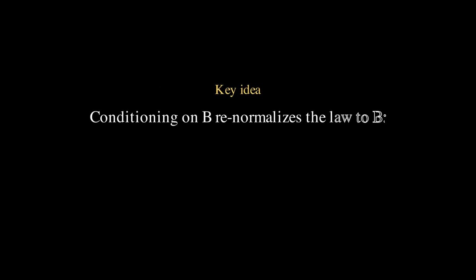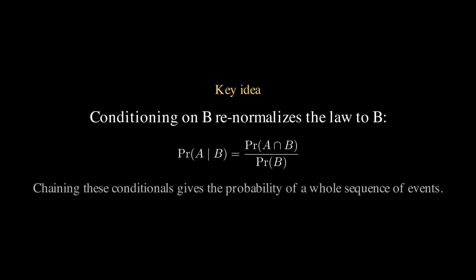Conditioning renormalizes the law to what you know, and chaining those conditionals gives the probability of a whole sequence of events. Next, we turn the idea around. Instead of building intersections, we assemble the total probability of an event from a partition of cases.